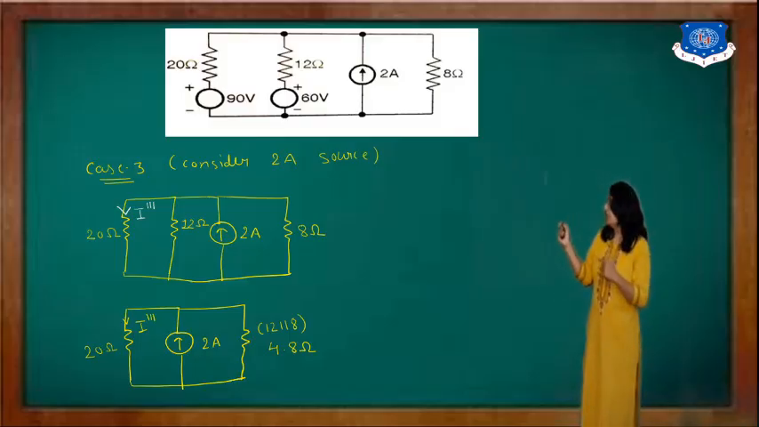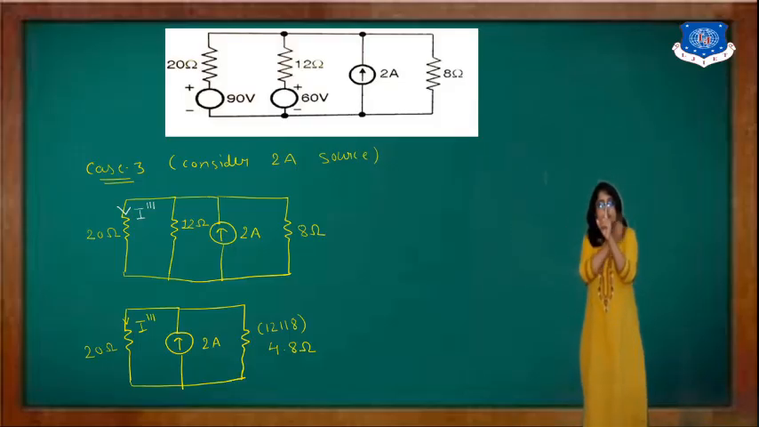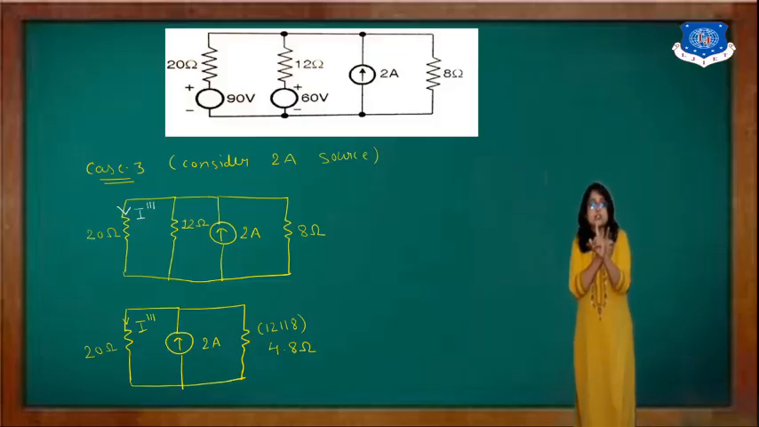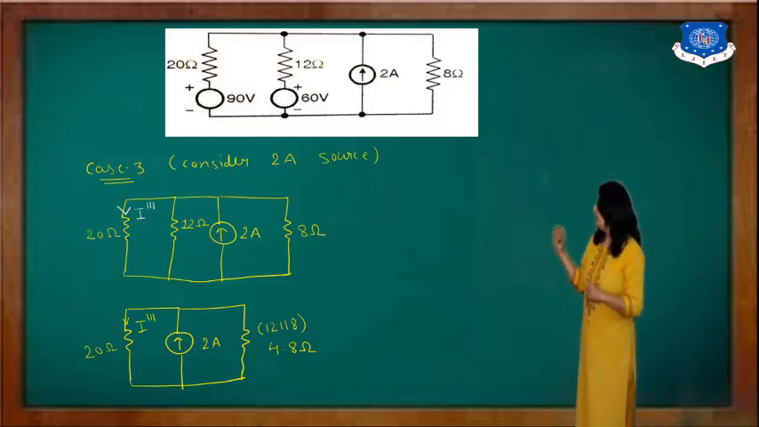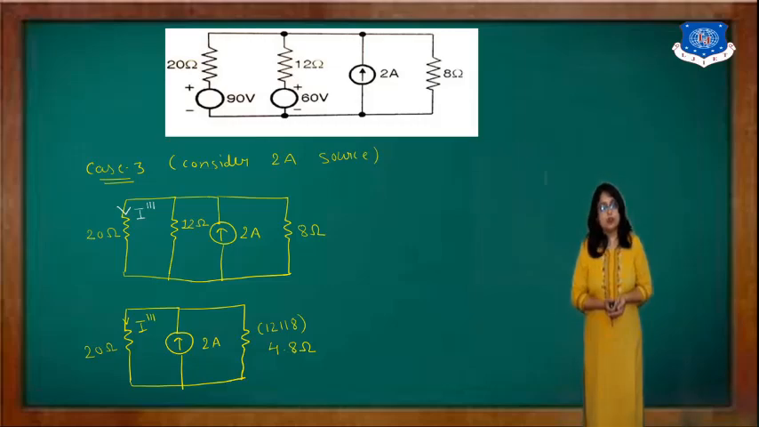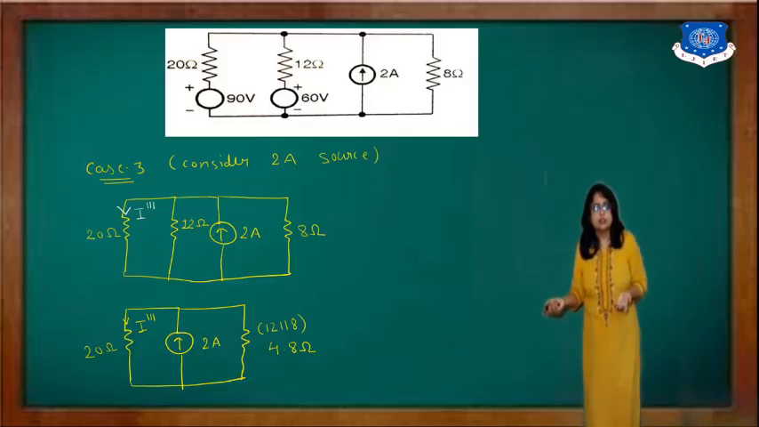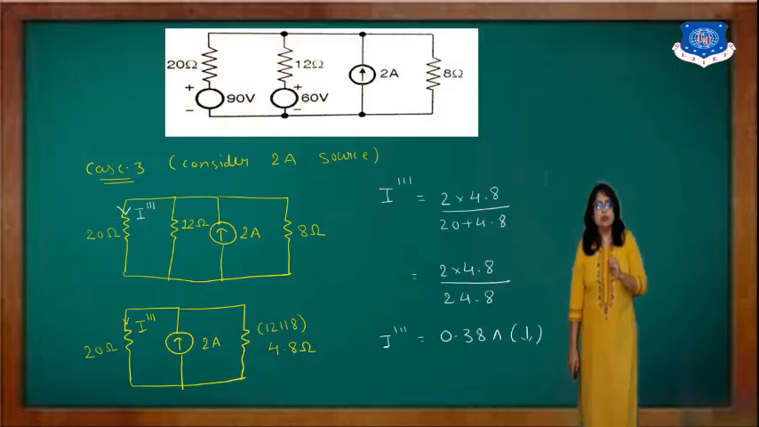Mesh analysis is somewhat difficult in this circuit. Why? Because you have a current source between two different loops. So simple mesh analysis will not work in this case. You have to use super mesh analysis. But here I will use simple circuit simplification.